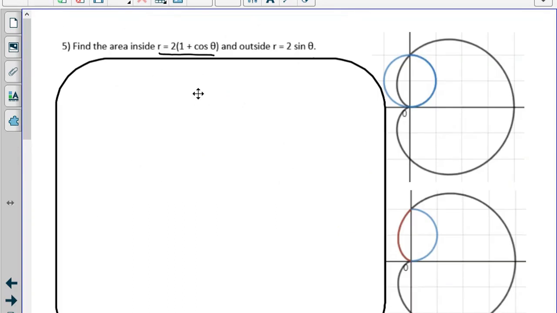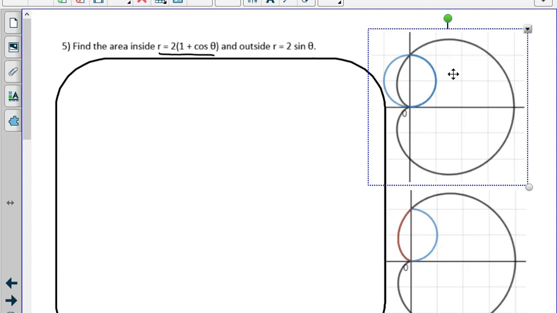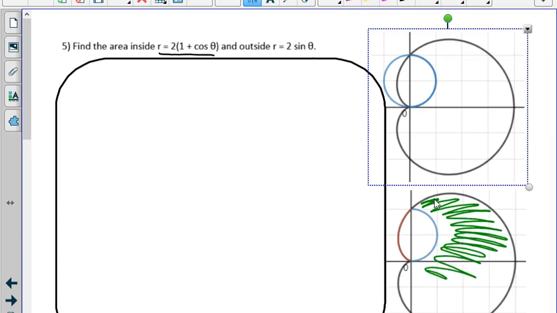Problem 5, find the area inside the cardioid and outside the circle. If we look at picture number 1, both are drawn together. What I'm really trying to do is find this area: the area inside the cardioid, but outside the circle.